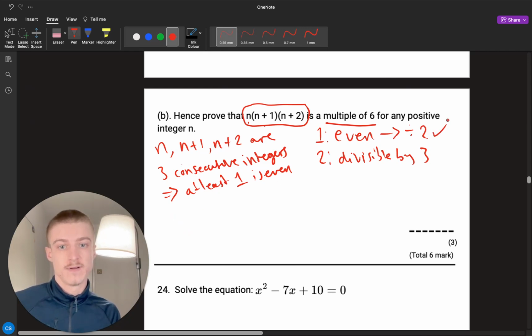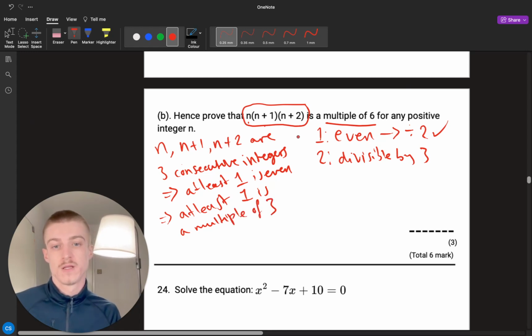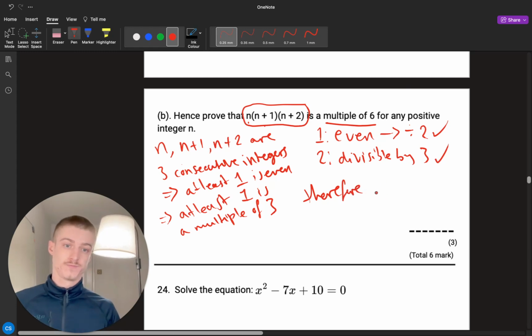So we know that it's even because one of these numbers is even, but we also know that one of these 3 consecutive integers is a multiple of 3. There is a multiple of 3 in every 3 numbers. So at least one is divisible by 3, is a multiple of 3. So we know that it's even and a multiple of 3. We know that, therefore, it's a multiple of 6.